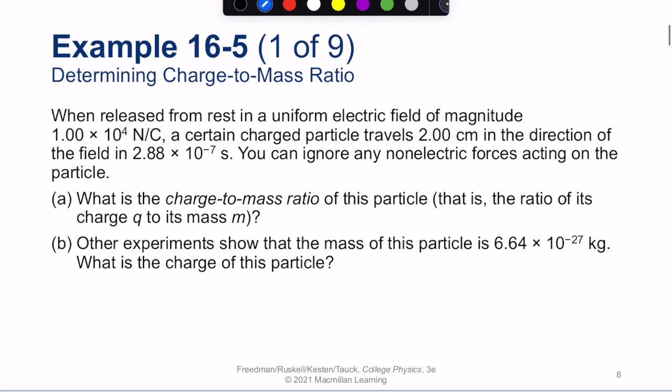So in this example, 16.5, we'll be determining the charge to mass ratio. I want you to go to Canvas and look at that example video and follow along there, and then come back to this video and resume the lecture.